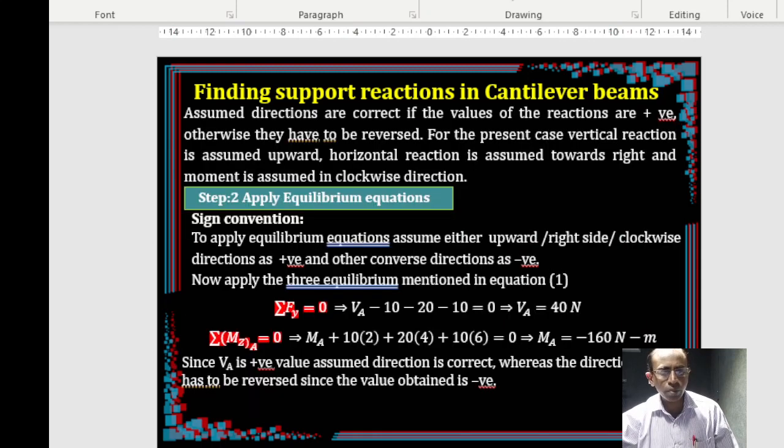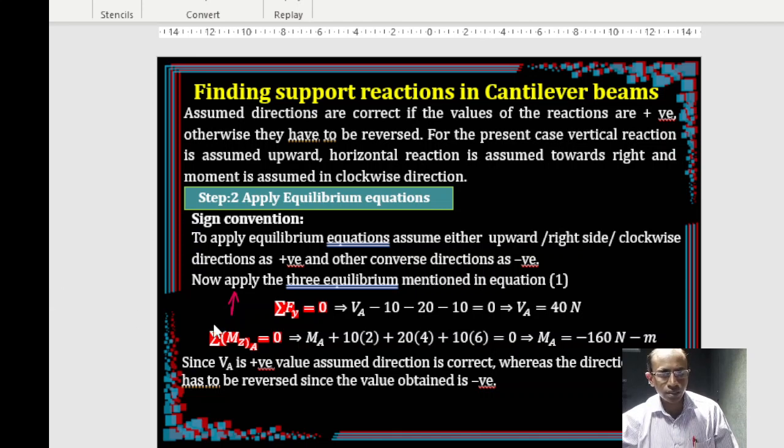So the two common equations that are generally used are sigma Fy equal to 0 and sigma Mz at a specific point. It doesn't matter, only A you have to take. Wherever you want, you can apply the moment. Okay, so sigma Fy equal to 0. When you are applying this equation, before applying it there must be some sign convention that you write, such as whether you are going to take upward positive or downward positive. That you have to decide.